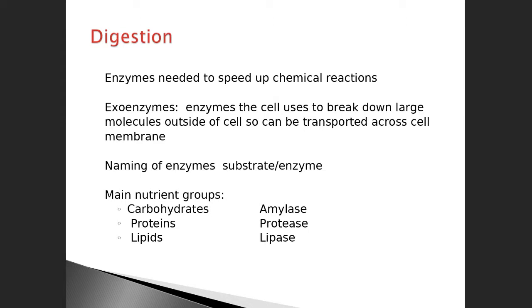The amino acid tryptophan is broken down by an enzyme called tryptophanase. So you see kind of where this is headed, right? Anything that ends with ASE is an enzyme. Okay, good. So the enzymes are what break stuff down, right?